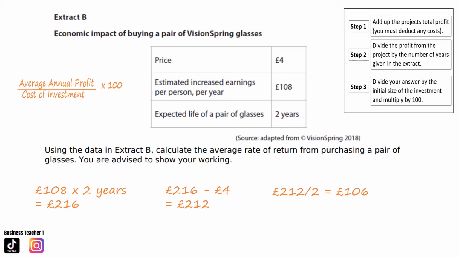We need to now divide that by the cost of the investment, which is £4, and times it by 100. And our answer is 2,650%.